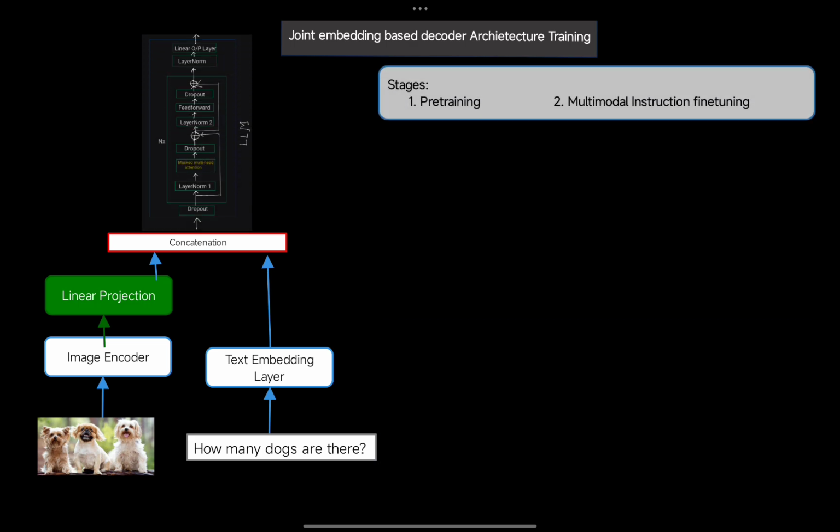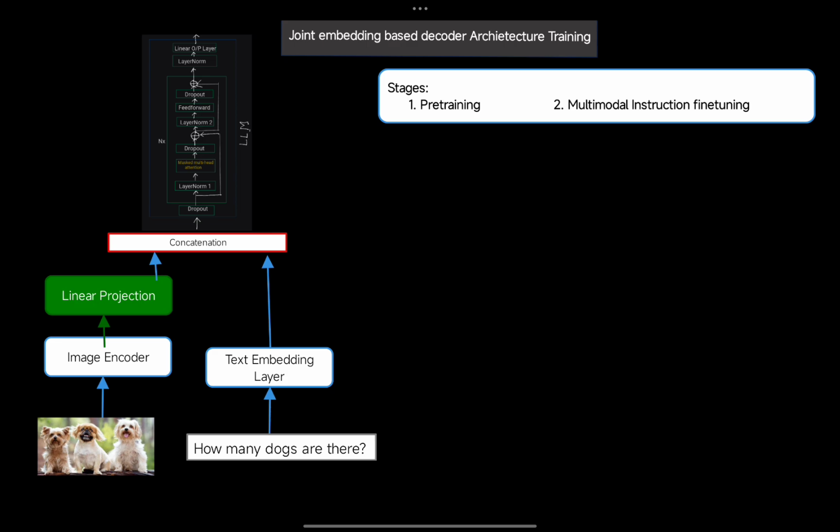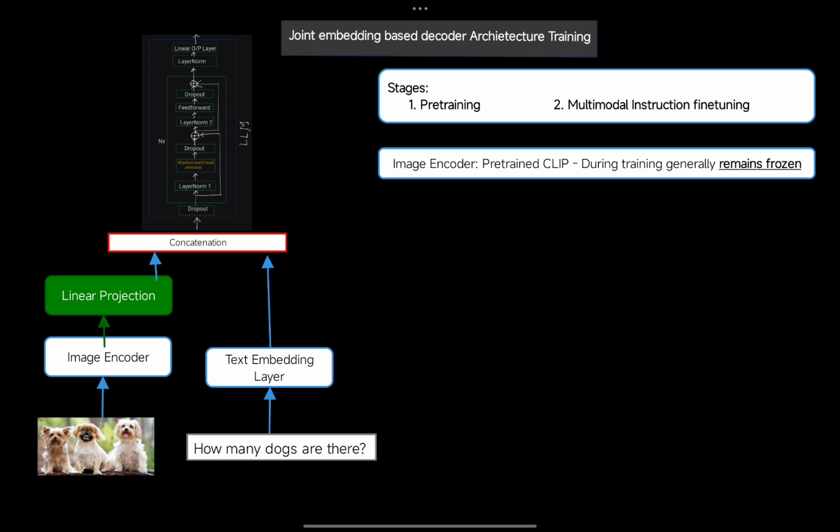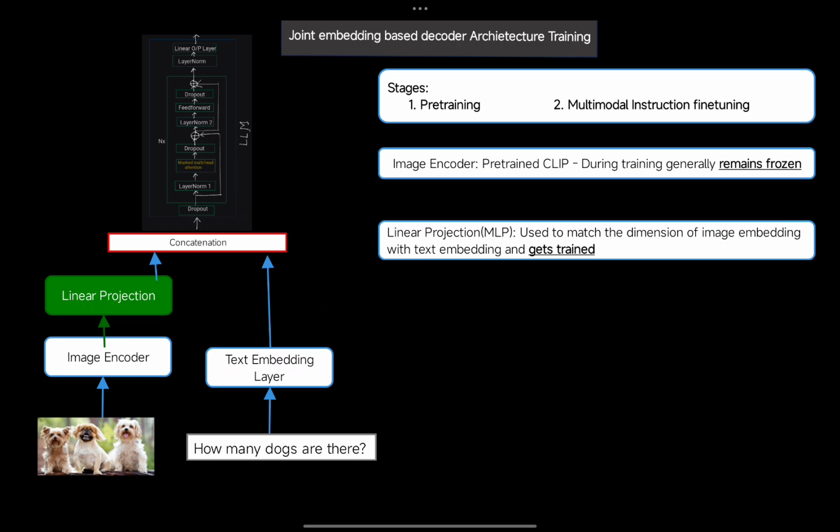Now to talk about the training process, typically for an LLM we also have these two training steps, which are pre-training and instruction fine-tuning. So in the case of this joint embedding based decoder architecture, we will also have a multimodal instruction fine-tuning phase. The image encoder which we generally use is the pre-trained CLIP. That will remain frozen during the whole training process, and we only train the linear projection, right?